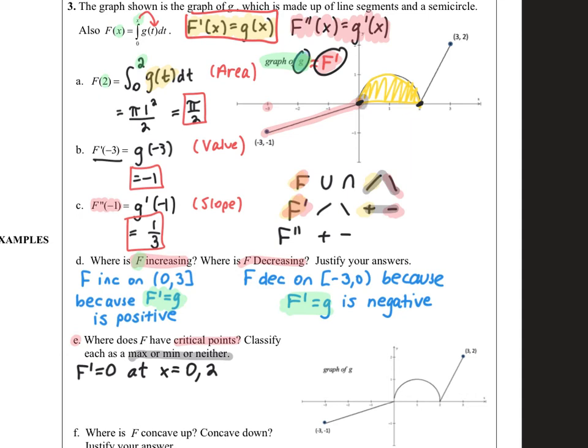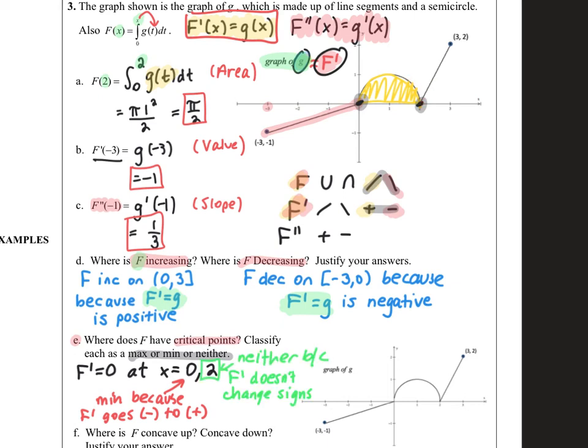When I analyze these points that I've identified as my critical points, I see at 0, my f prime goes negative to positive. So that's going to make x equals 0 a min. And I can see that at x equals 2, because my f prime stays positive, I have neither because I don't undergo a sign change at x equals 2. So x equals 0 and 2 are both critical points because f prime equals 0. X equals 0 is a min because f prime goes negative to positive. X equals 2 is neither one because f prime does not undergo a sign change.